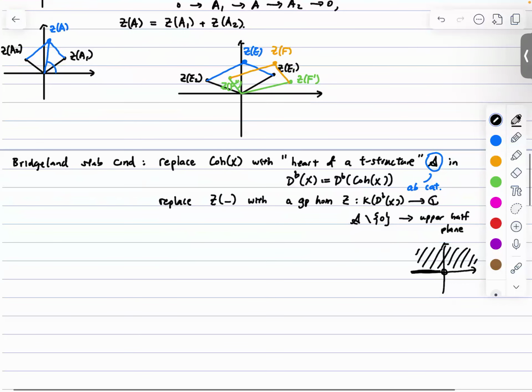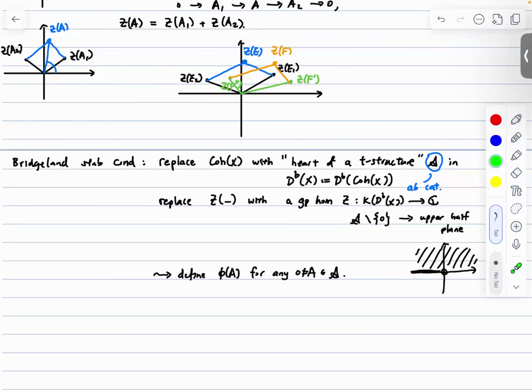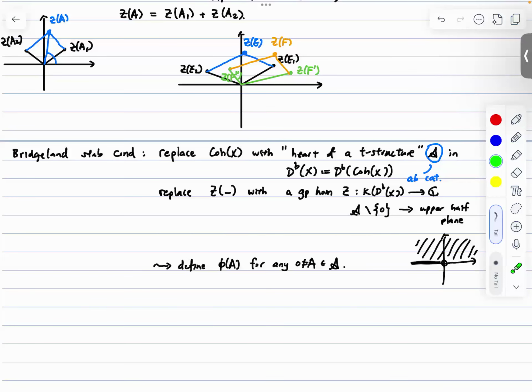So once you have all this data, you can define a number phi for any non-zero object in this abelian category. And then you would say an object is Bridgeland semi-stable if for every sub-object, the phi of the sub-object is smaller than or equal to the phi of this object A itself. So then you get a notion of Bridgeland stability or Bridgeland semi-stability.